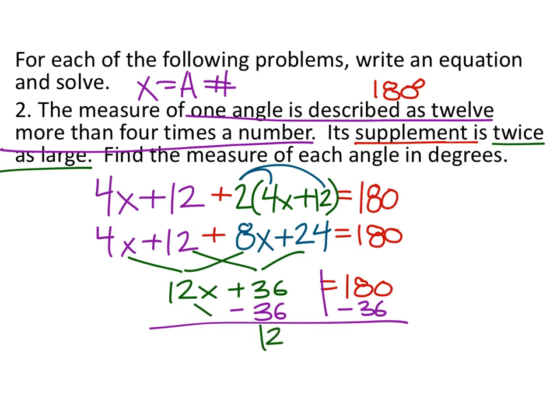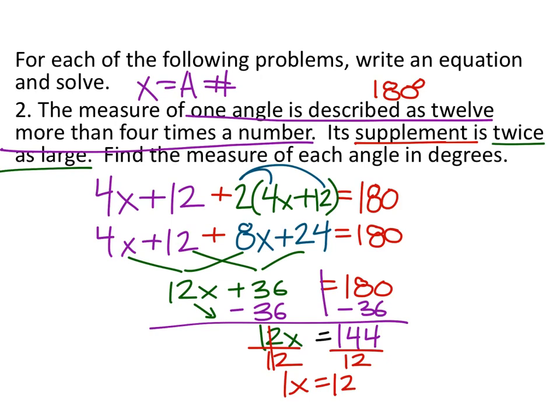So I'm going to drop my 12x here, which then equals, now that'd be 144. Finally, to solve this thing, we'll divide both sides by 12, which makes the coefficient of x a 1x. 12 divided by 12 is 1. 144 divided by 12 is 12.